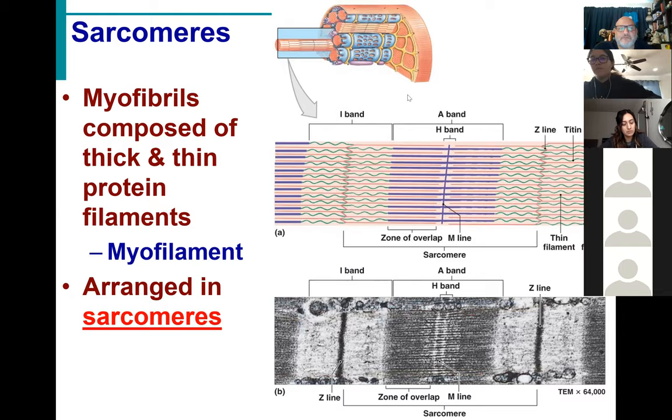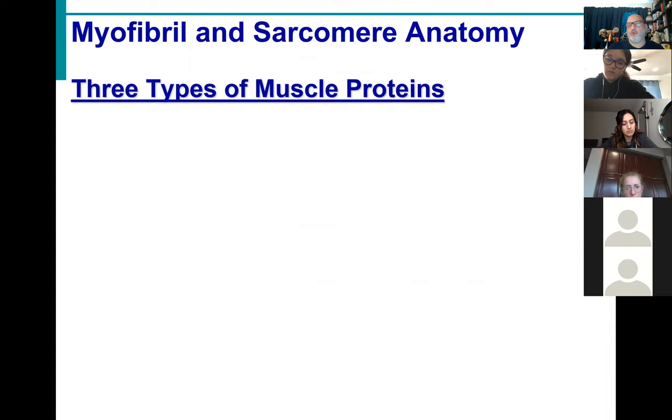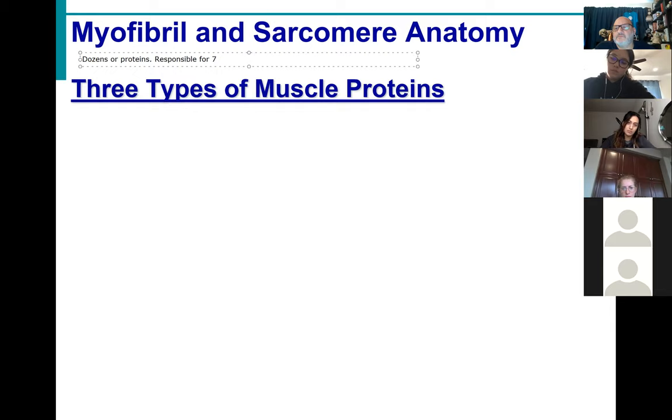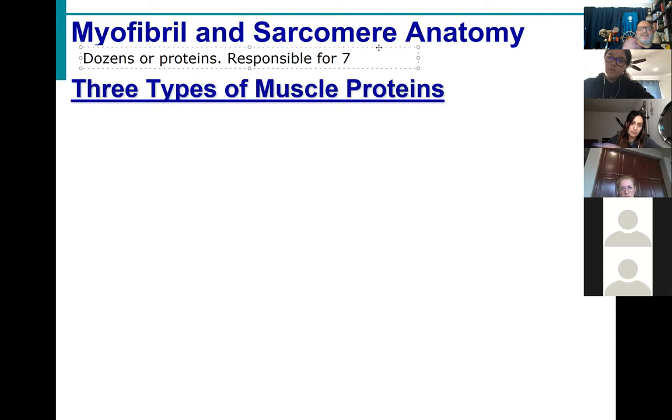This sarcomere is made up of 3 different types of proteins. Like I said, there are dozens, plural, that make up a sarcomere. But as I mentioned, you're going to be responsible for 7 of those, so that's not too bad. But all of these dozens of proteins are basically going to fall into one of 3 types. Those 3 types are either going to be structural.